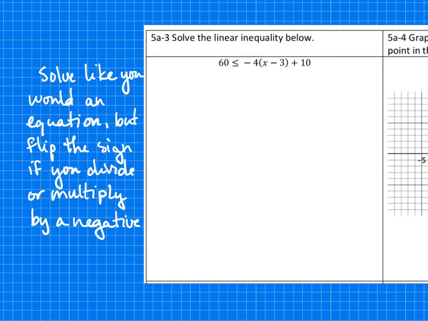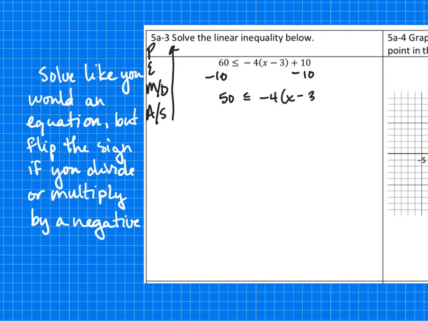Okay, so once again, remember, I need to get rid of things backwards when I'm solving. So there's a few ways you can do this one. You can distribute and all that, but I'm just going to get rid of everything. So I'm going to subtract 10 from both sides. Got 50 is less than or equal to negative 4 times x minus 3.